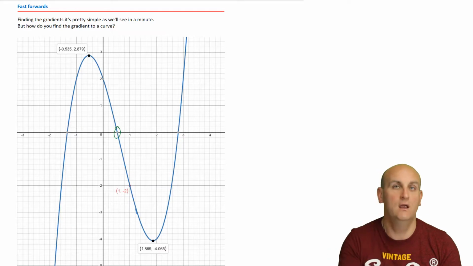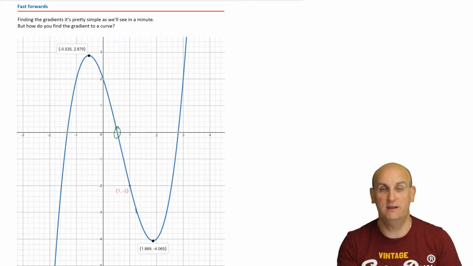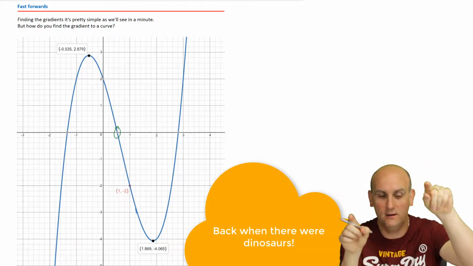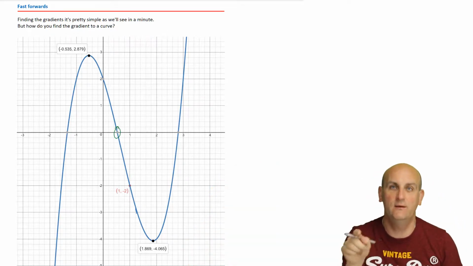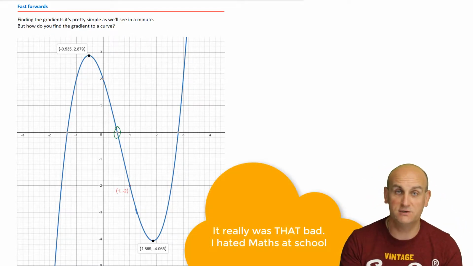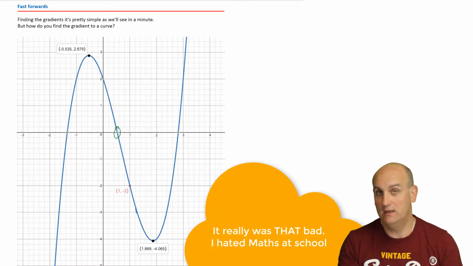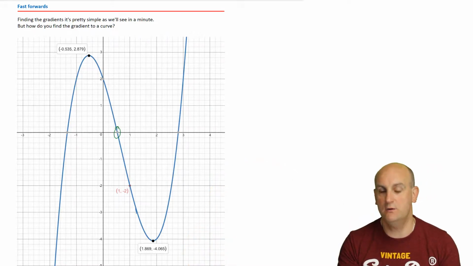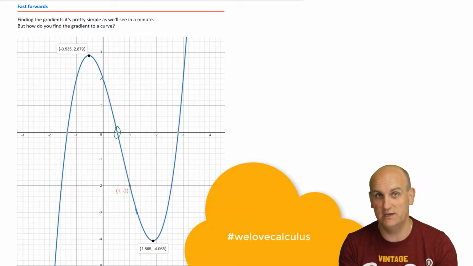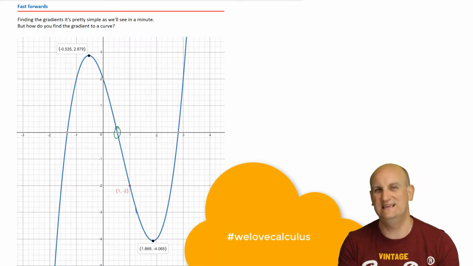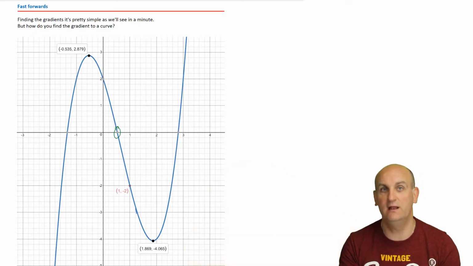When I was at school, we had to bring out a ruler, we'd put it on the curve, and we'd sort of make sure that it's sort of straight, we'd draw a line, and then we would use that whole rise over run rubbish. And obviously, as you can tell, is that going to give you an accurate gradient? No. But there is a subject coming up called calculus, more specifically differentiation, that gives us a really easy mathematical tool to find the value of the gradient at any point on a curve.